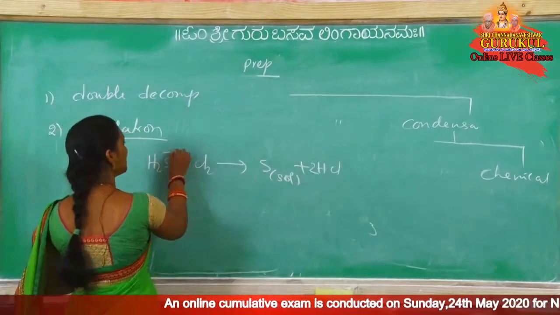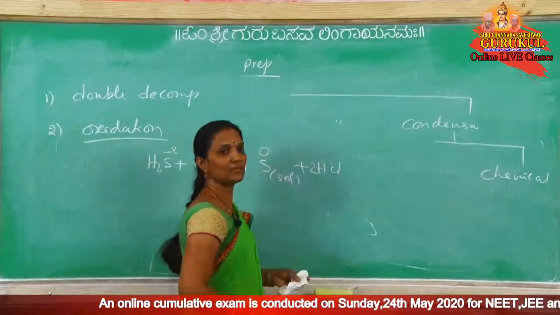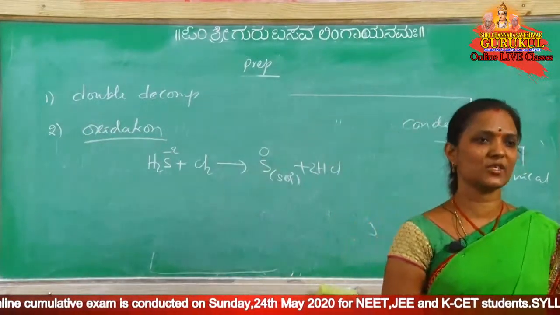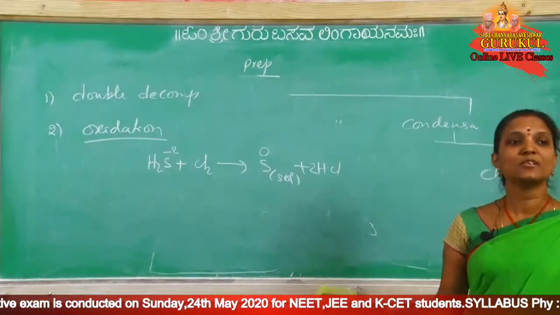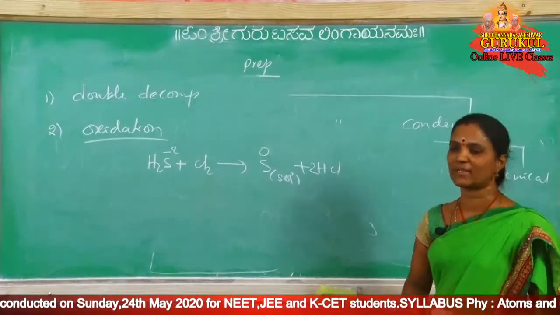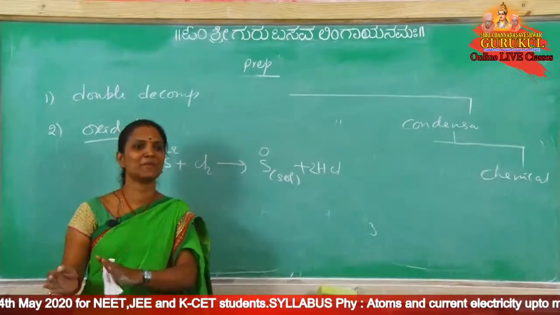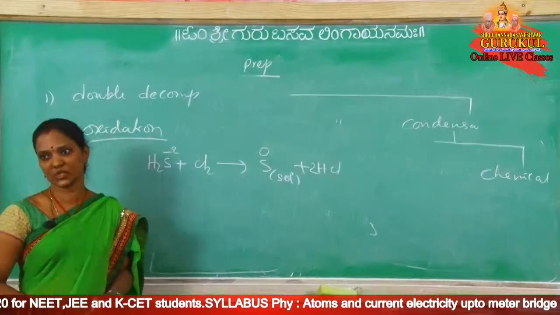Just check it. Here -2 changes to 0. -2 to 0 is an increase in oxidation number. The process is oxidation. By oxidation only this sol is formed. So using the oxidation method we can prepare the sulfur sol. So the fixed example: sulfur sols are prepared by, the given answer is the oxidation method.